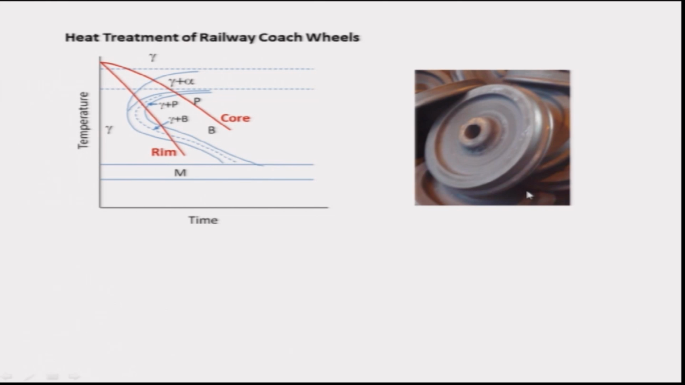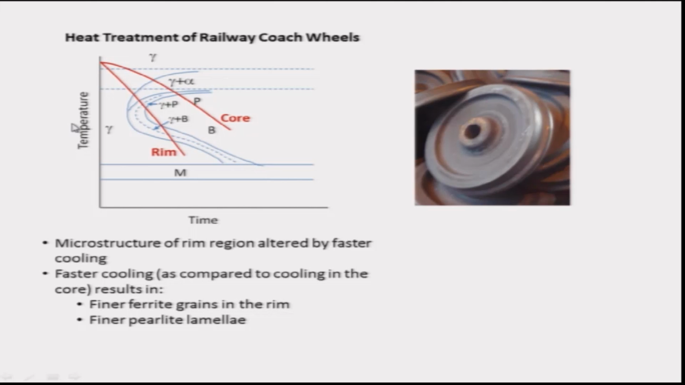These wheels are very massive, so even at the surface the cooling is not as fast as it was in the earlier case of steel bars for construction. So, both the rim as well as the core cut the ferrite as well as the pearlite C curves, but the rim has a lot faster cooling. As a result, what you get is a finer microstructure in the rim as compared to the core.